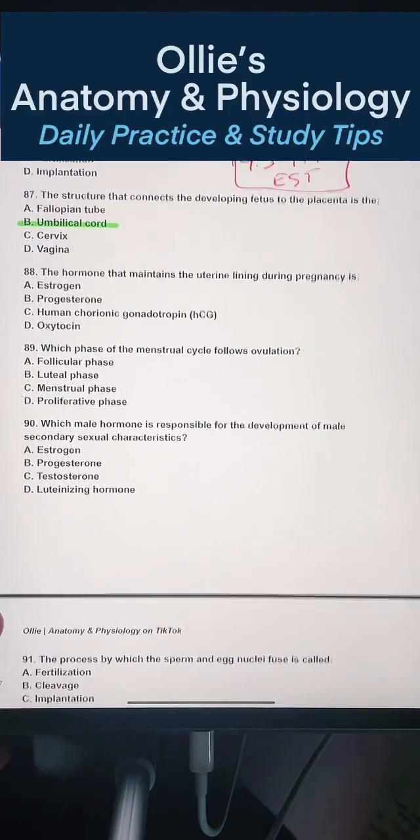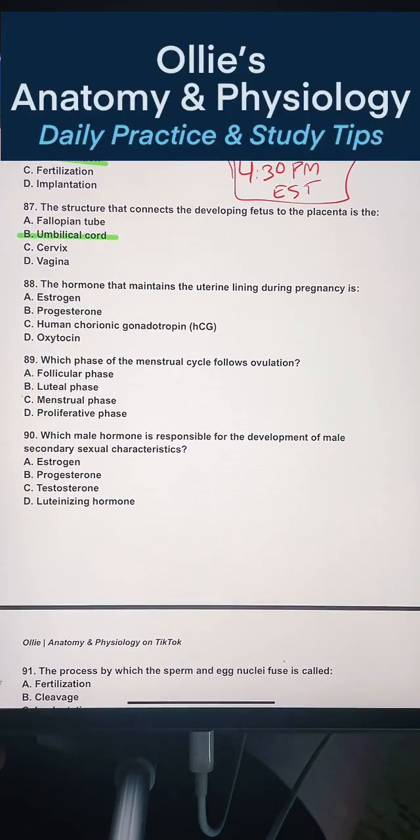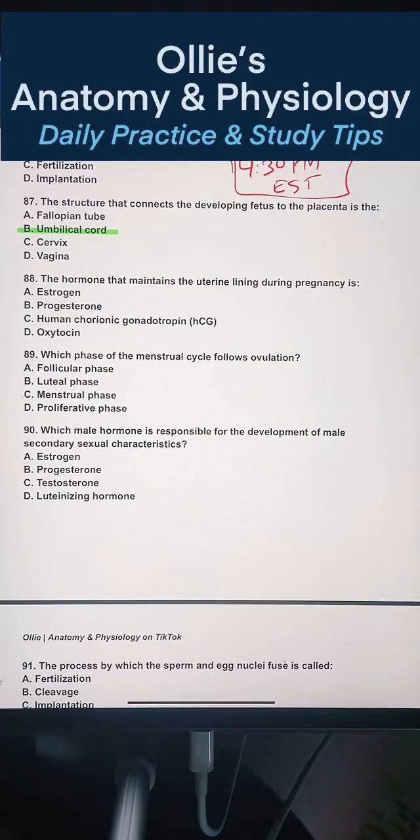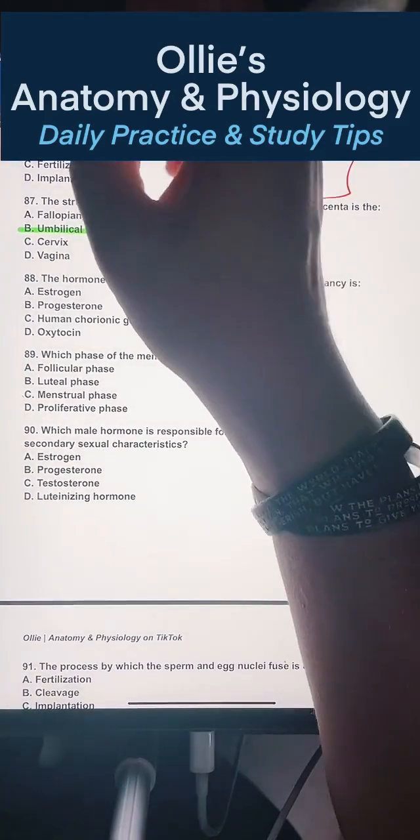Number 88, the hormone that maintains the uterine lining during pregnancy is what? Which hormone is going to maintain that uterine lining during pregnancy? 88, the answer is B. If you put down B, you absolutely got it right.